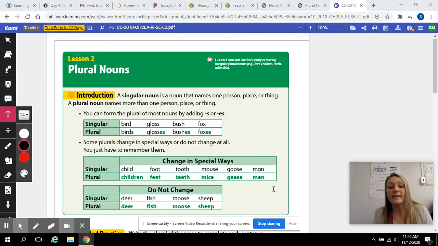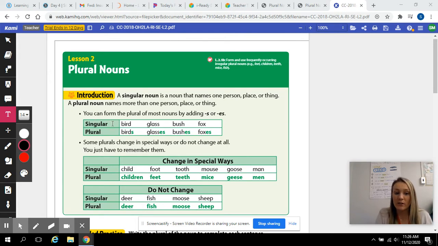So a singular noun is a noun that names one person, place, or thing. So singular means one, okay? Singular is one person, place, or thing. A plural noun names more than one person, place, or thing. So it's multiple. So singular is one, plural is more than one. It's many, okay? So you can form the plural of most nouns by adding S or ES.